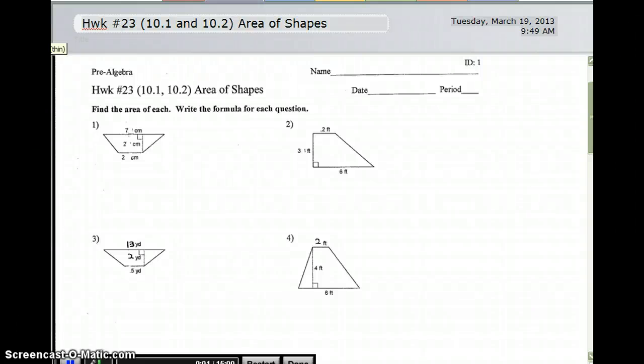Hi, this is Mrs. Zhu, and we're going to be working on the area of trapezoids for the front side of the worksheet tonight on homework 23. And on the back side is going to be some review of areas of other shapes that we have learned.